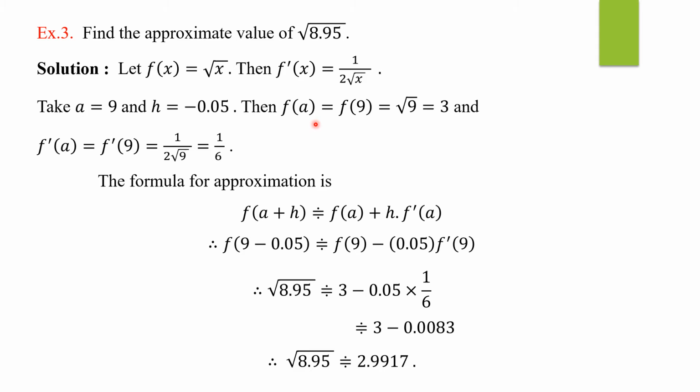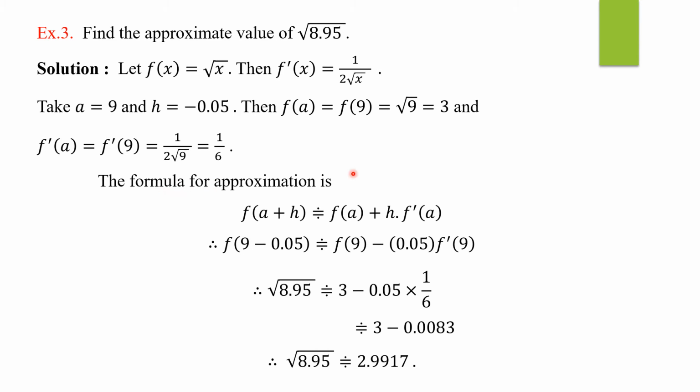Find the value of f of a, that is f of 9. Hence, put the value of x equal to 9. Hence, f of 9 equal to root of 9 is equal to 3. And also find the value at a point of its derivative, that is f dash of a. F dash of a is f dash of 9. Put the value of x equal to 9, then we get 1 divided by 2 root of x, means 2 root of 9. Root 9 is equal to 3. 3 into 2 is 6. Therefore, f dash of 9 equal to 1 divided by 6.